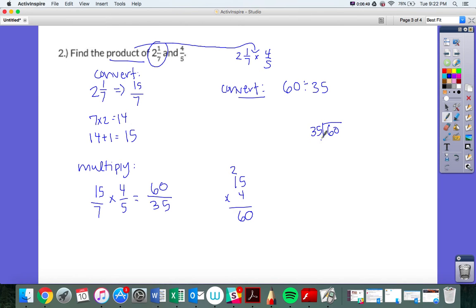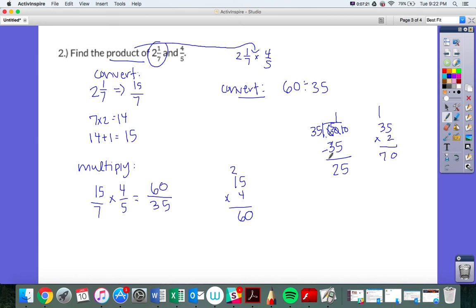I want to think, how many times will 35 go into 60 without going over? I know that's 1, because I can try 35 times 2, and that's going to give me 70, which is too much. So I'm going to do 1 times 35 is 35 and subtract. I know I can't subtract 0 and 5, so I need to borrow and make this 10. This is going to come from my 6, which will become a 5. 10 minus 5 is 5, and 5 minus 3 is 2. So that means my remainder is 25.